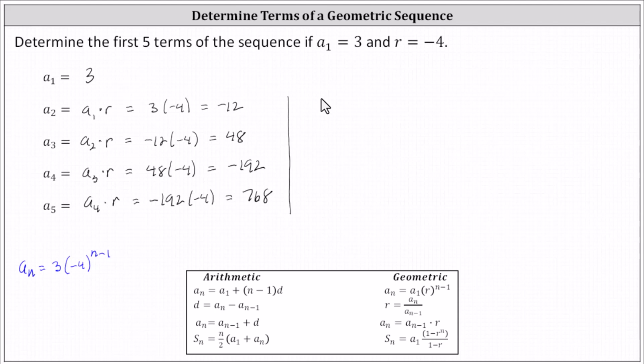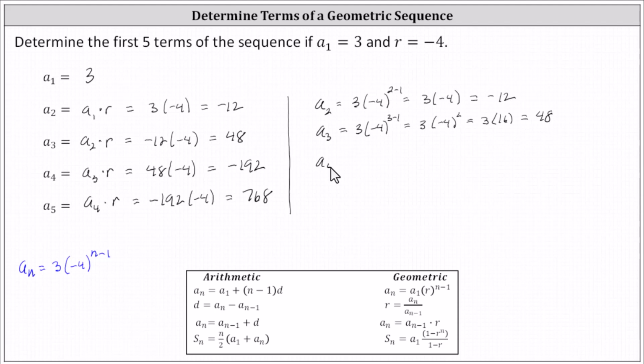We could also determine a sub 2 using the formula a sub n equals 3 times negative 4 to the power of n minus 1, which in our case would be 2 minus 1, which does give us 3 times negative 4, which of course is negative 12, giving us the same result. A sub 3 is equal to 3 times negative 4 raised to the power of 3 minus 1, which is 3 times the square of negative 4, which is 3 times 16, which equals 48, the same result.